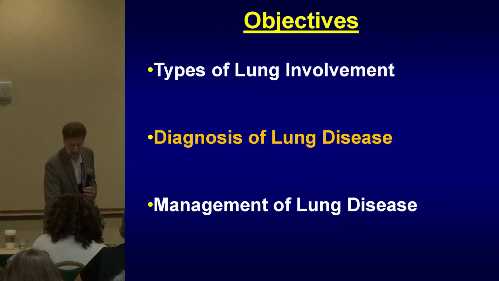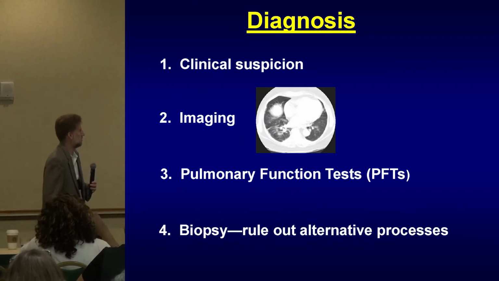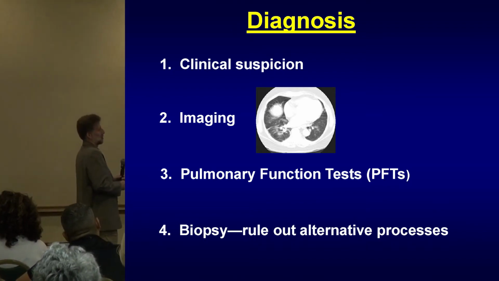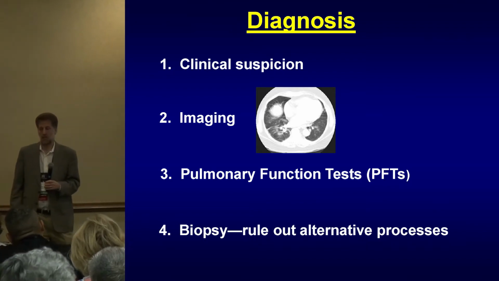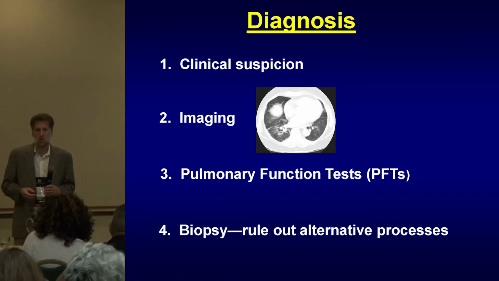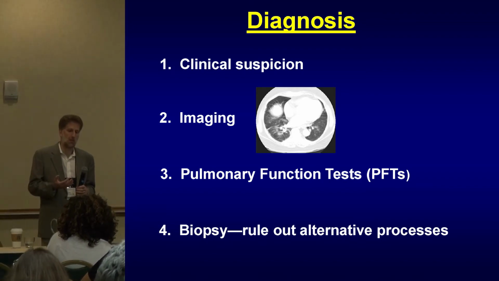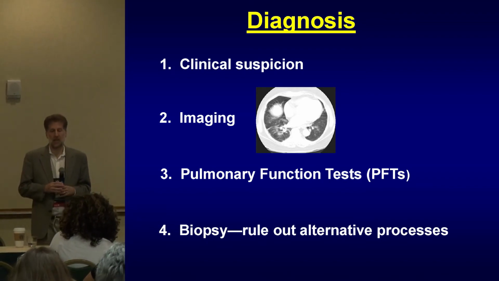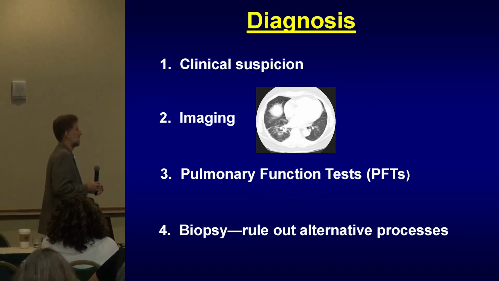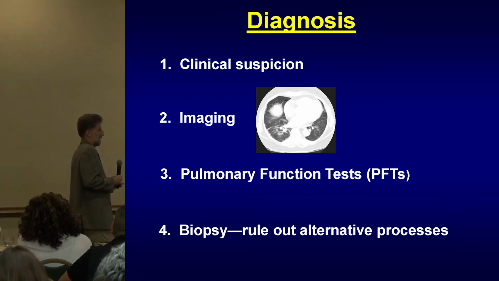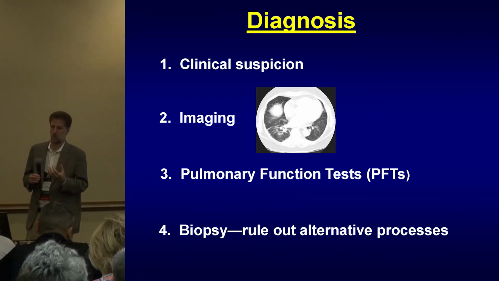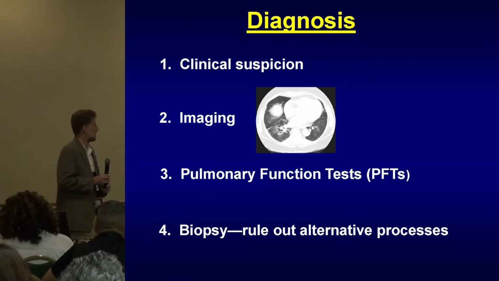So how do we make the diagnosis of lung disease? I think first and foremost, clinical suspicion is important, especially in that scenario where someone doesn't have known myositis or doesn't have a recognized underlying disease process and they present with cough and shortness of breath to the pulmonologist. You have to think about these things to really make the correct diagnosis in those situations.